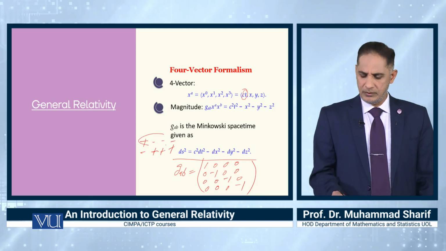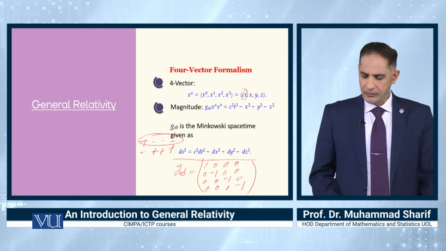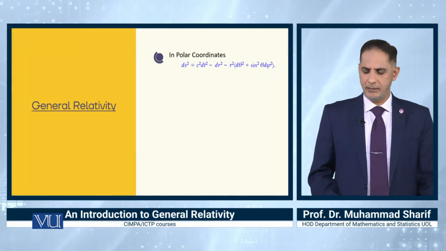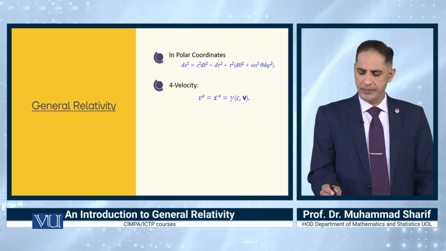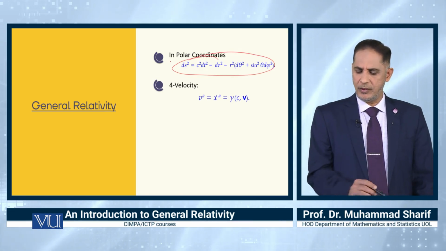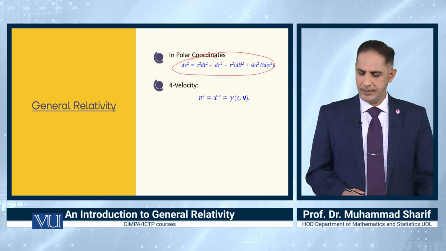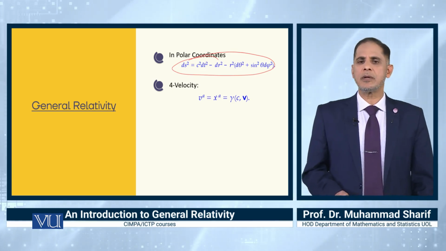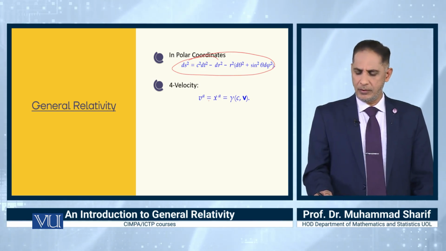I would use plus, minus, minus, minus. So we can calculate, obviously, the 4-vector magnitude. This is given the Minkowski space in spherical polar coordinates. And similarly, if we have the position vector, then we can discuss the 4-velocity. Here is the 4-velocity.